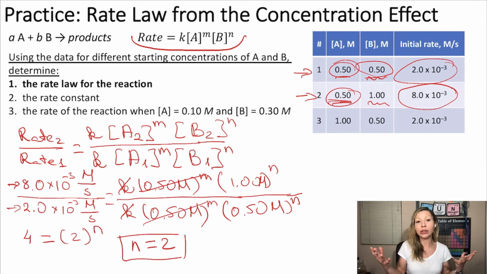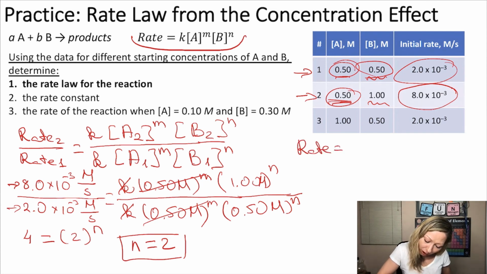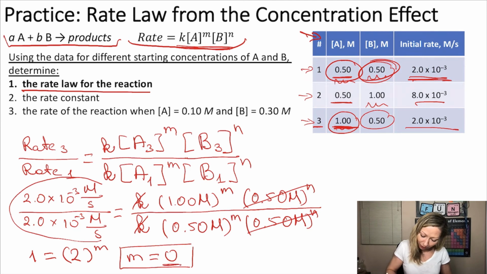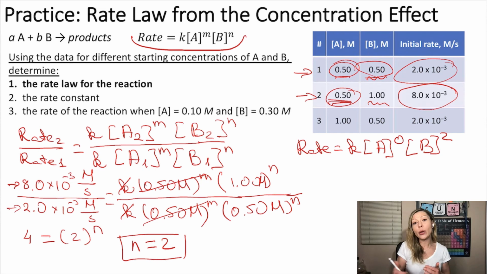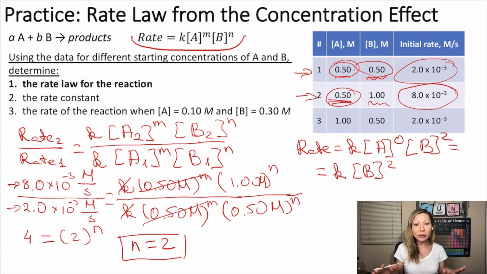Now I can write out the overall rate law from here. So the rate equals K multiplied by the concentration of A on the exponent, if we go back to the previous slide, 0, right? And that is multiplied by the concentration of B on the exponent of 2. So this is going to be a second order reaction. And because anything on the exponent of 0 equals 1, I can also say that this equals K times the concentration of B on the second order. Okay, so I hope this makes sense.